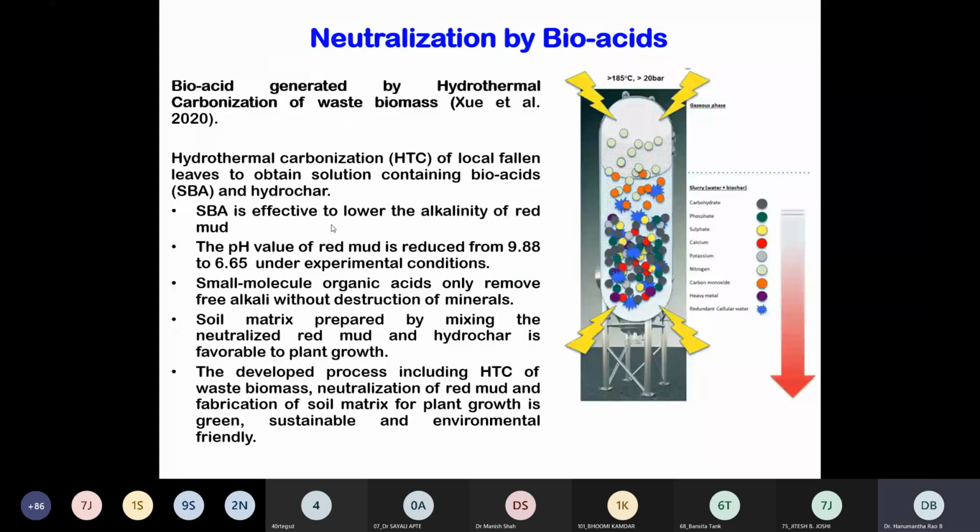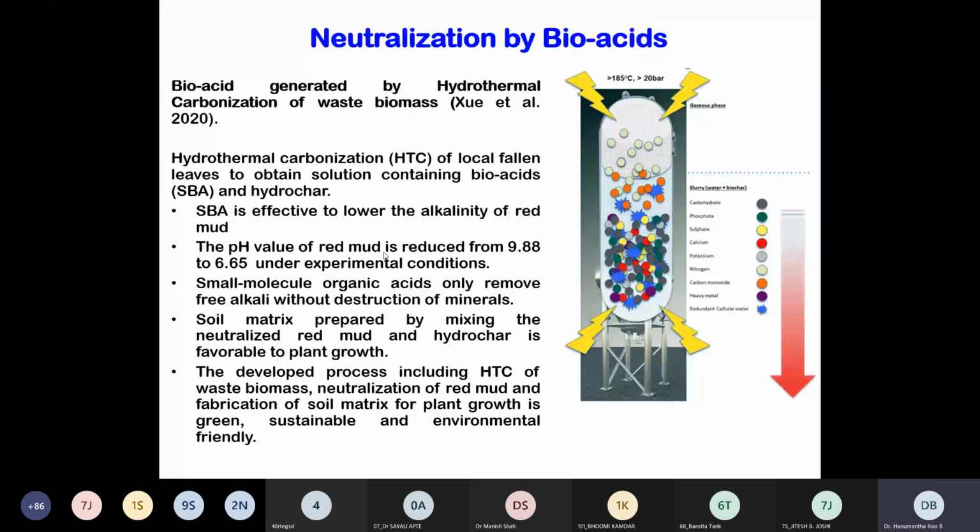Then of late, research is also going on in the development or production of bioacids. Here they take some natural materials. For example, you can take leaves. These leaves, under a particular hydrothermal action, can become biomass or bioacids. These produced bioacids are then added to the red mud. They can have an acid-base reaction with the bauxite residue and thereby neutralize the red mud. So this is one such possibility.